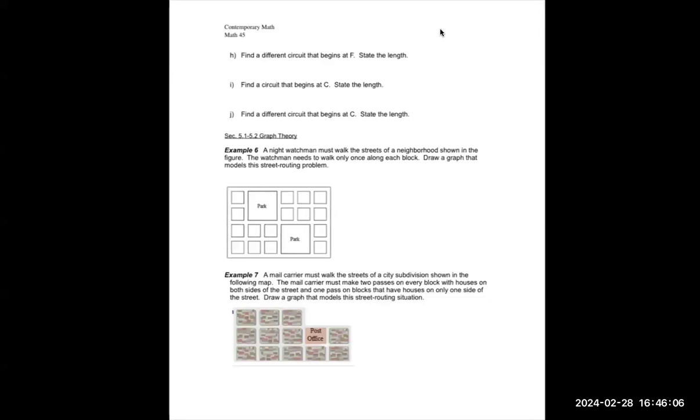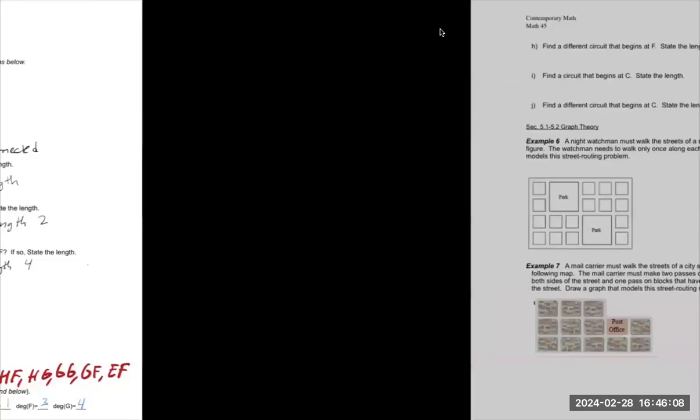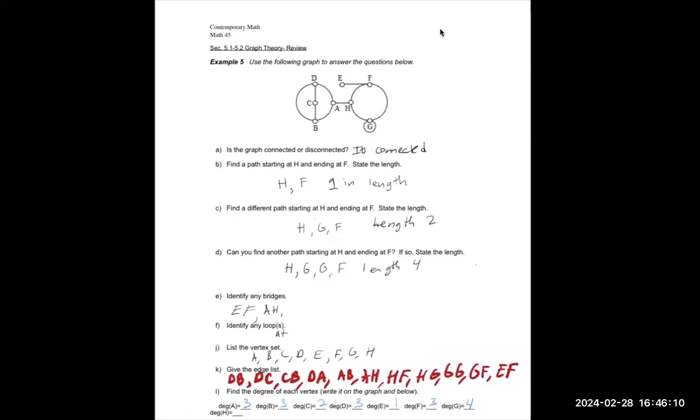Oh, it says find a different circuit that begins with F, state the length. A different circuit. Oh, so I could see two that you could go. F, and then you could go around this, and then you can go to H to F. So I would say that would just add a little extra length. Like I said, I don't think we could go like here, because we'd have to go back on the same route going back. So I don't think that would be a circuit that we could think of.